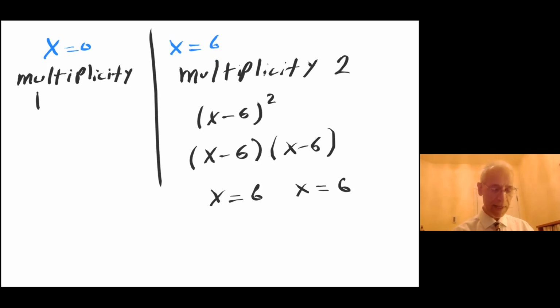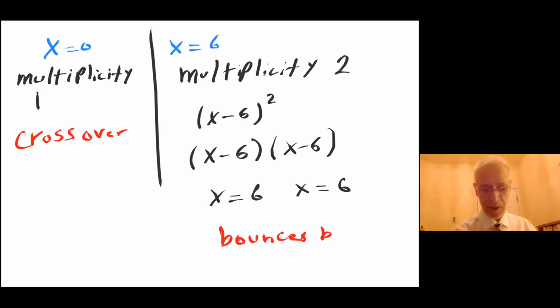What does that mean? That means, just a little review from pre-calculus, that at x equals 0, the graph crosses over. So I have a crossover at x equals 0 because multiplicity is odd. For x equals 6, multiplicity is even, so the graph bounces back. It will not cross over the x-axis. And we already said that the y-intercept is 0. Okay, let me go to the next page.